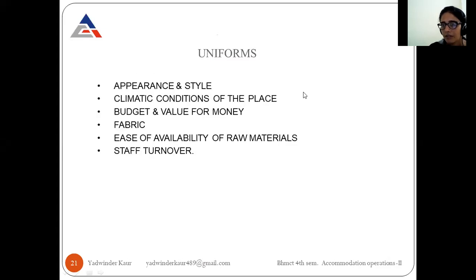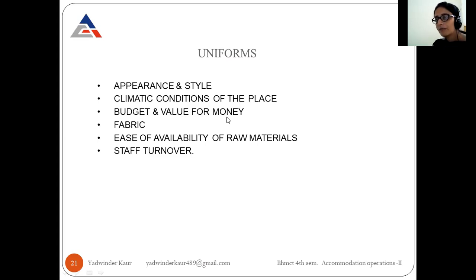Then we have uniforms: appearance and style, climatic conditions of the place. Appearance and style, we have to decide first what kind of appearance and what kind of style we are going to decide. Climate, like whether the weather is winter, summer or autumn. So what kind of climate is this for the place? Accordingly we have to decide budget and value for money.